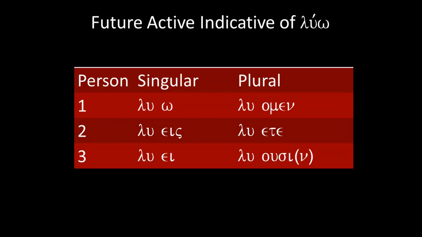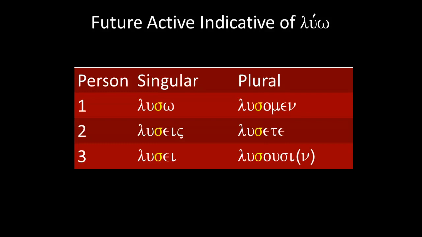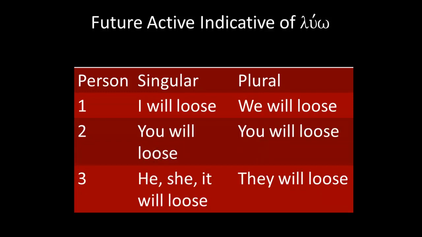So here's how we do it. We have lu, and then I've got the endings at the end. And you see the space I've created right in the middle? The sigma is going to drop right on in there, just like that. So we have luso, luseis, lusei, lusomen, lusete, lusousi. This will translate, I will loose, you will loose, he, she, or it will loose, we will loose, you will loose, they will loose. So what are the two keys to future active indicative? Two keys.